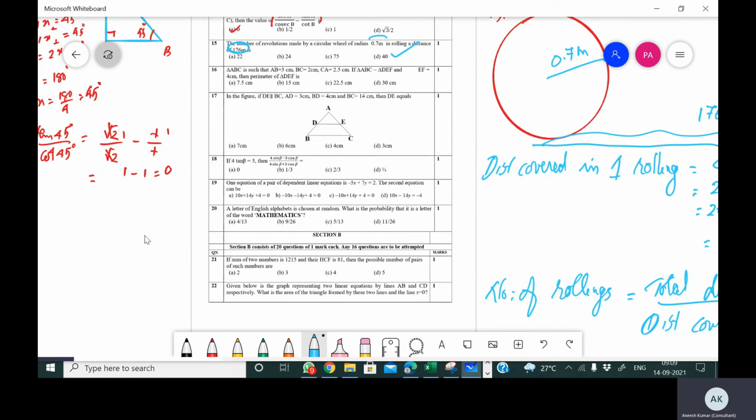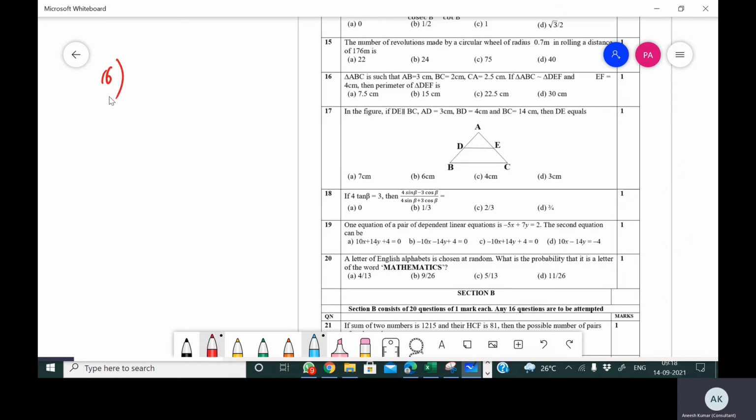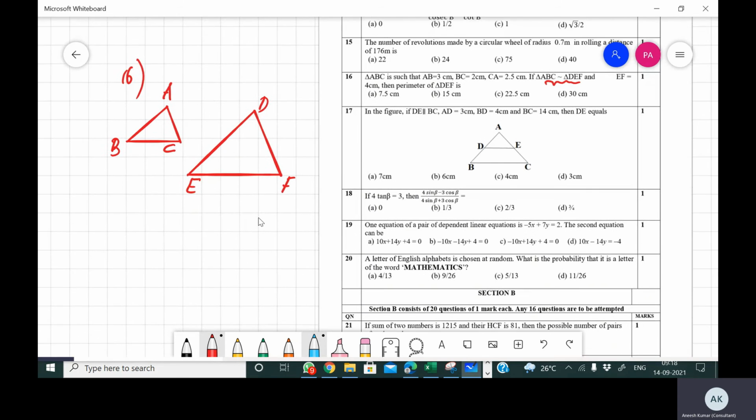This is the answer. In question number 16, you can see the two triangles are similar. It is given here. If two triangles are similar, what are the properties you should know? One triangle is ABC, the other triangle is DEF. When they are similar, what is the meaning of two triangles are similar? Their shapes are same. Okay, first of all, their shapes are same, but sizes may not be same.